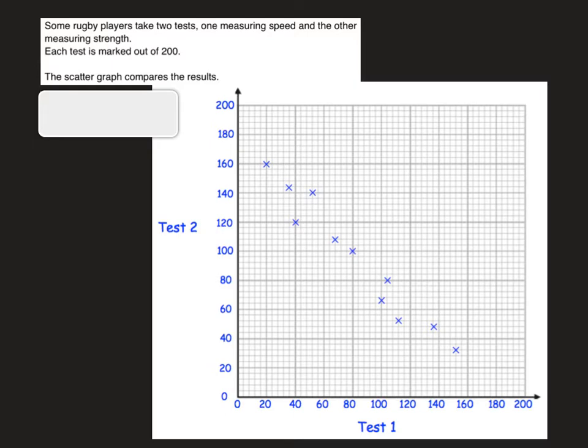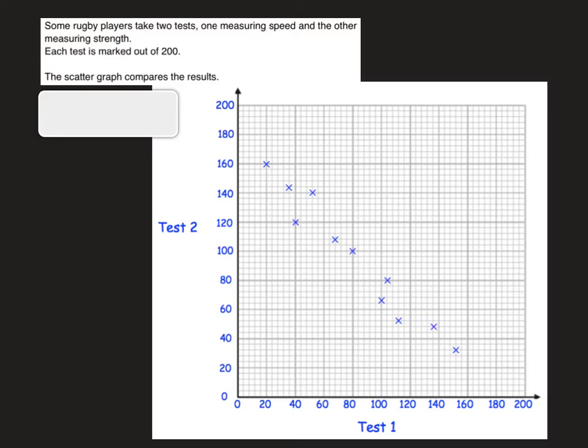So here we've got a question. Some rugby players take two tests, one measuring speed and the other measuring strength. Each test is marked out of 200. The scatter graph compares the results. Let's just remind ourselves about what that means. So this person here, well, they scored 40 on test 1 and 120 on test 2. So we can see general things about this.